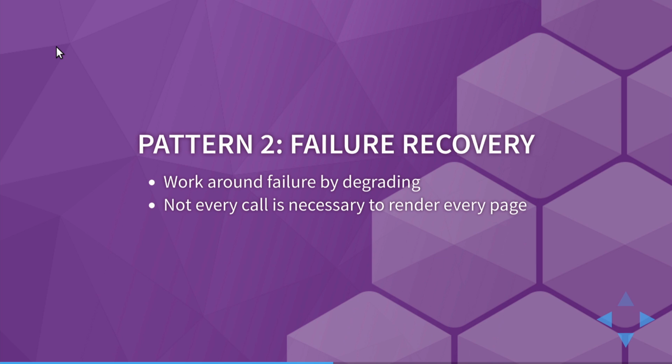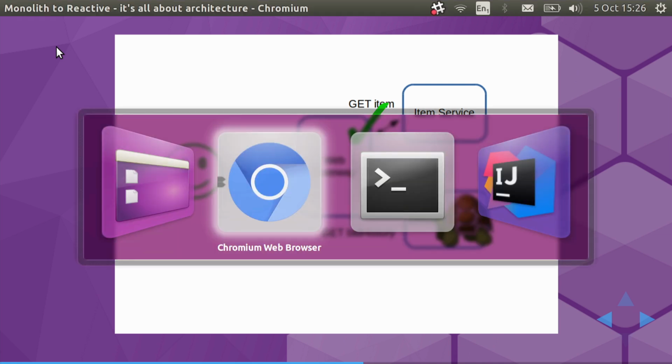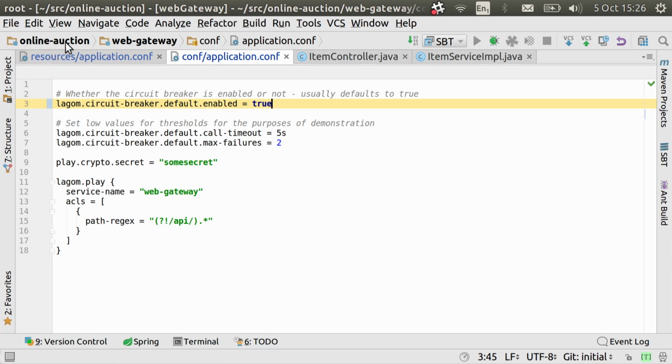But maybe the bidding history isn't so important. And so we'll simply render no history in the case that the bidding service is not responding. And so that will ensure that even when our bidding service is slow, our web gateway is still fine and the user's happy. So let's have a look at that.